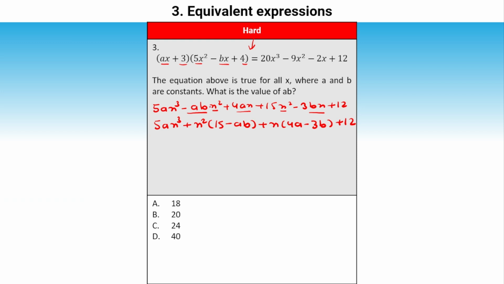Coefficient of x square is already given. Okay, x square is this. We can directly find the value of ab from here. We don't have to find a and b and plug in. So 15 minus ab equals minus 9. So ab equals 15 plus 9. So this answer is 24. So our answer is C, that is 24.